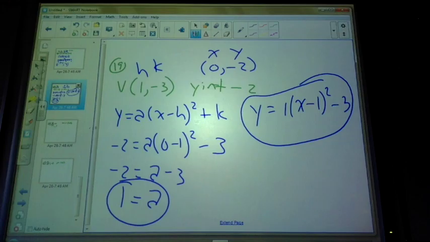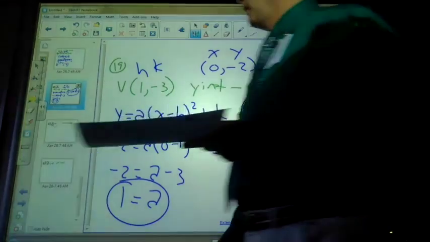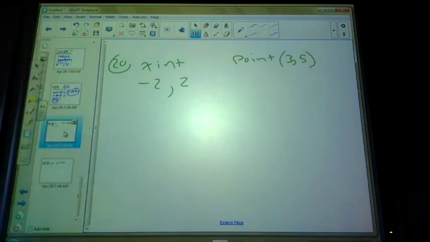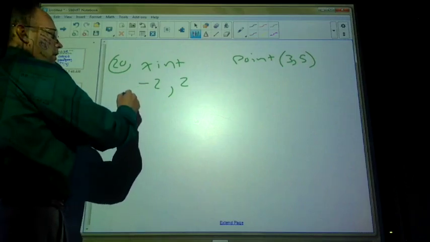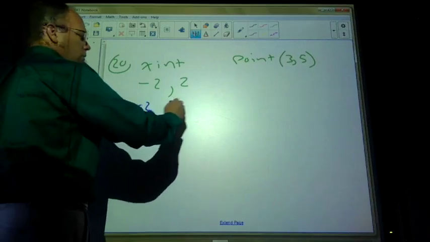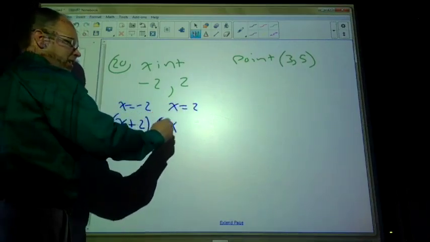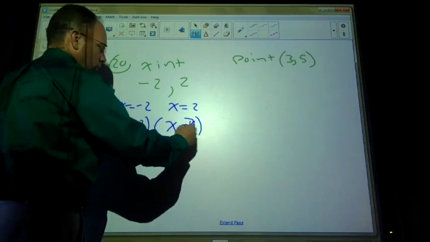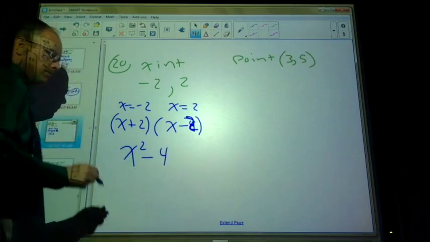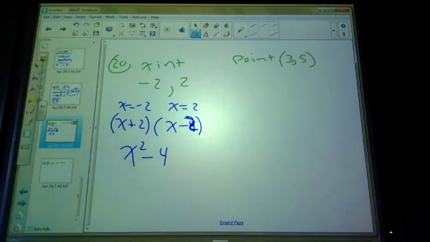20. X-intercepts at 2 and -2, passes through 3, 5. Ooh, man. Really? So x-intercepts are there and it passes through that point. All right, so I know that x equals -2, so that yields me x plus 2. And x equals 2, so that yields me x minus 2, sorry. And then if I FOIL that out, I'm going to get x squared minus 4. Okay.